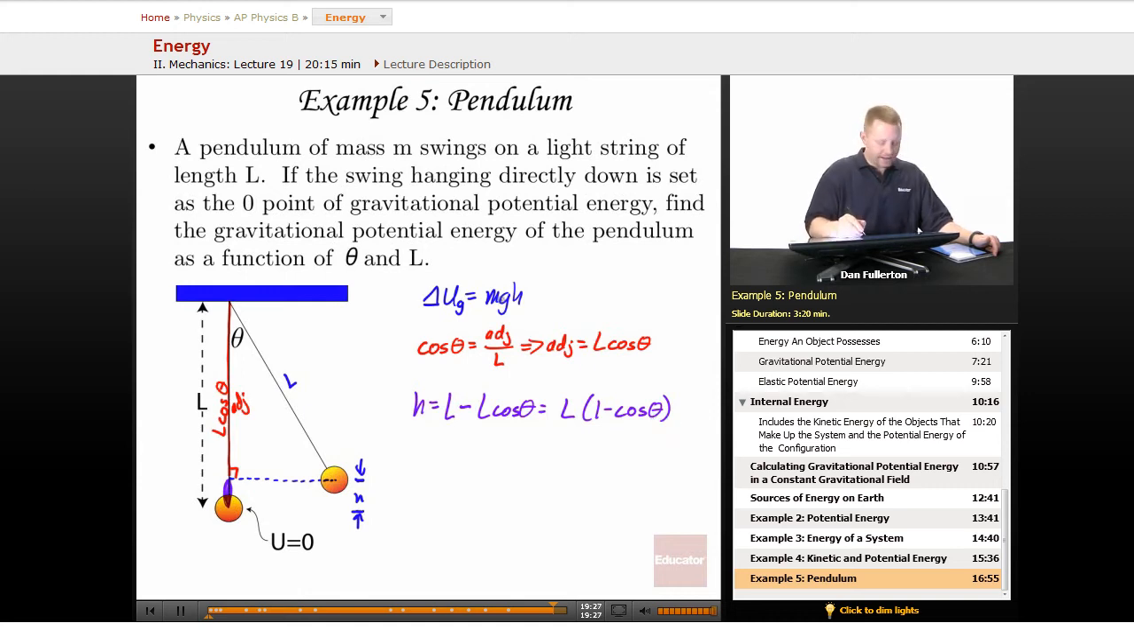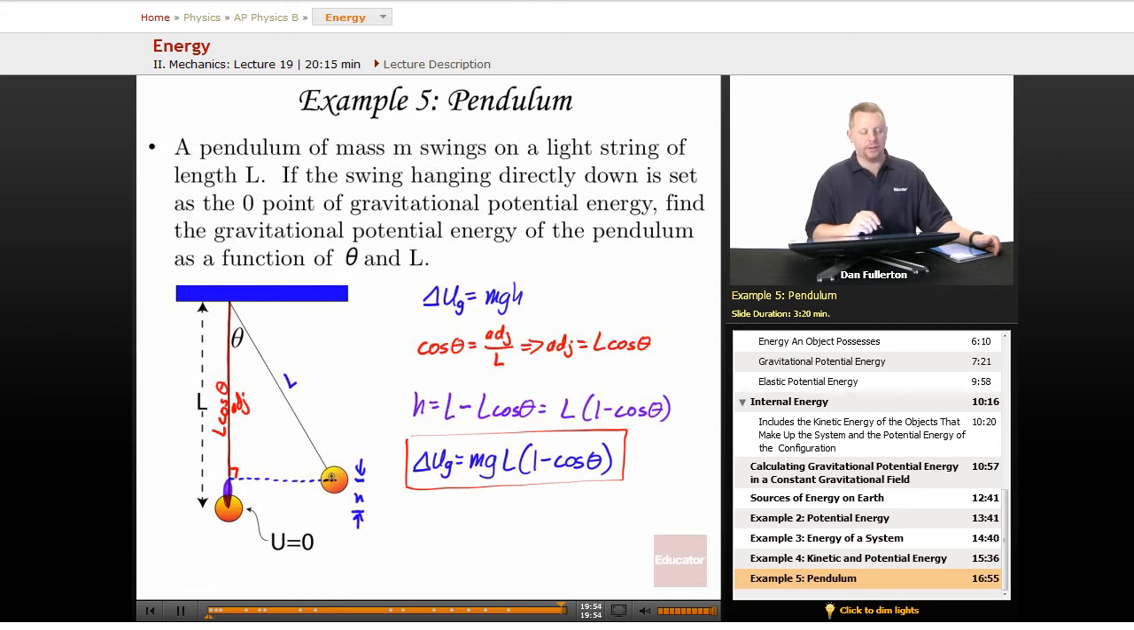Now when I go to put that back into my formula for gravitational potential energy, UG equals mg, instead of h here, I'm going to put L times 1 minus the cosine of theta. So there's the gravitational potential energy of our pendulum when it's over here at this point. Its weight times the length of the pendulum times 1 minus the cosine of theta, which is really just giving you the height difference from its lowest point to its highest point.